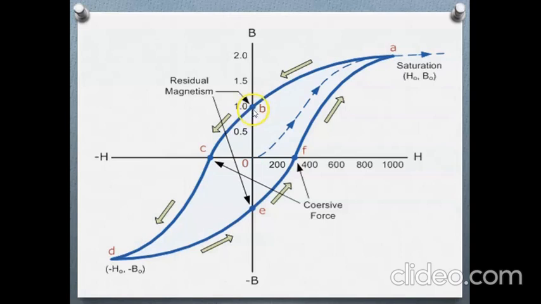Similarly, we have this B and E point. This is the residual magnetism in the positive direction, and this is the residual magnetism from point O to E. This shows the residual magnetism of 1 Tesla in the negative direction. This property of retaining residual magnetism is known as the retentivity of the magnetic material.